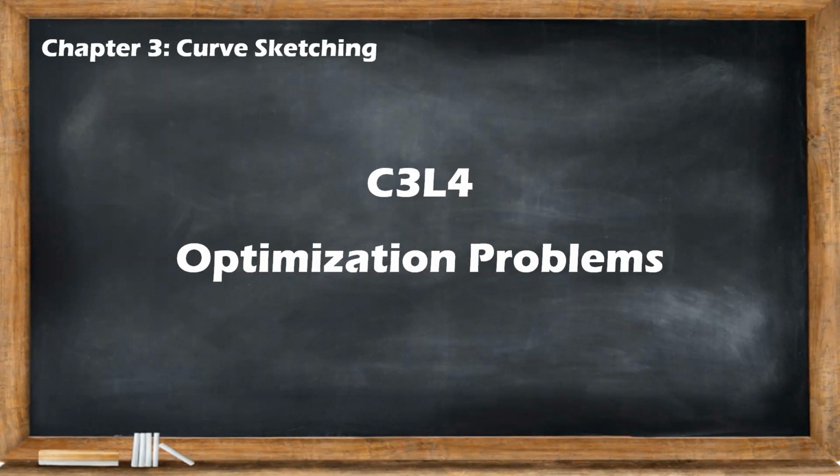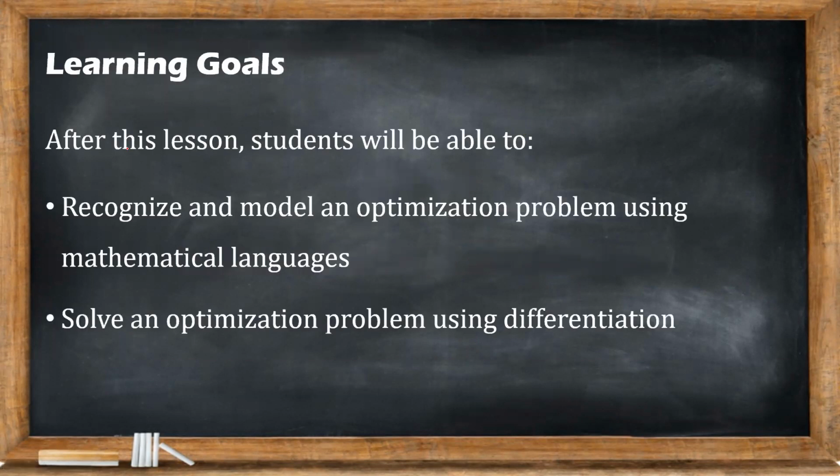Okay, today let's have a look at the fourth lesson of chapter 3, optimization problems, C3L4. First of all, let's have a look at today's learning goals. So this is the last lesson of this chapter. After this lesson, you are expected to recognize and model optimization problems using mathematical language and solve an optimization problem using differentiation.